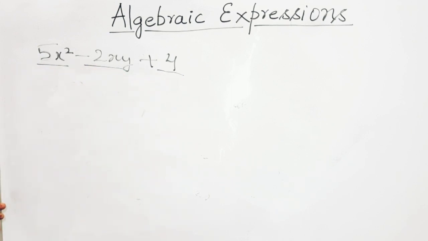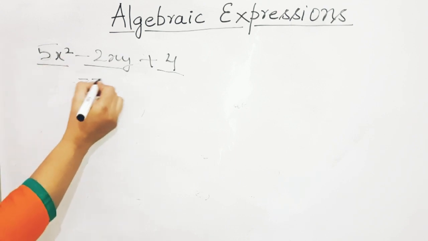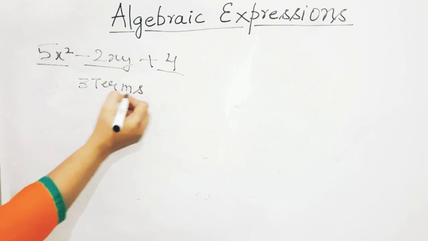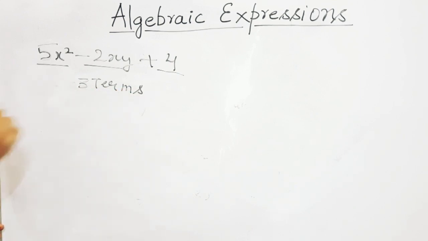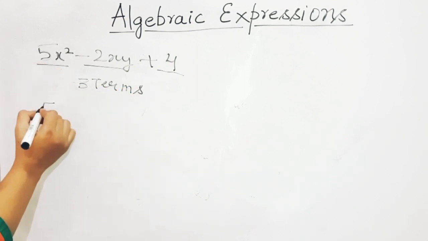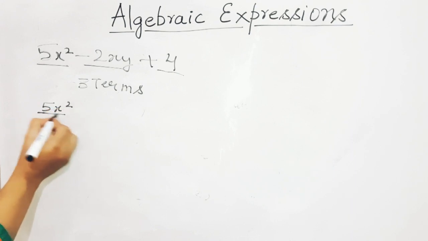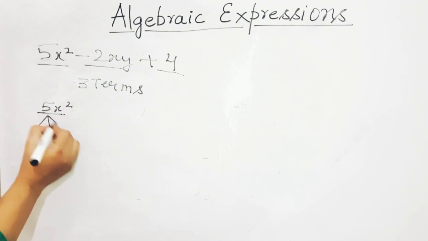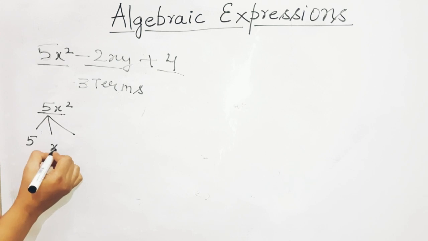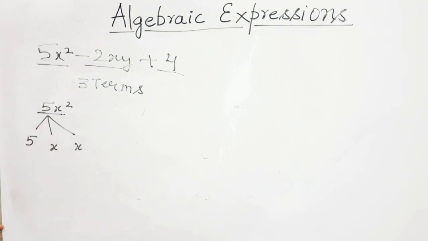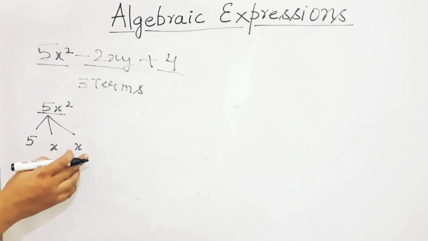So, in total, how many terms are there in this algebraic expression? There are 3 terms in this algebraic expression. Now, talking about the factors. This algebraic expression 5x square, this is the first term. It has how many factors? 3 factors: 5, x and x, because this is obtained by multiplying 5, x and x.